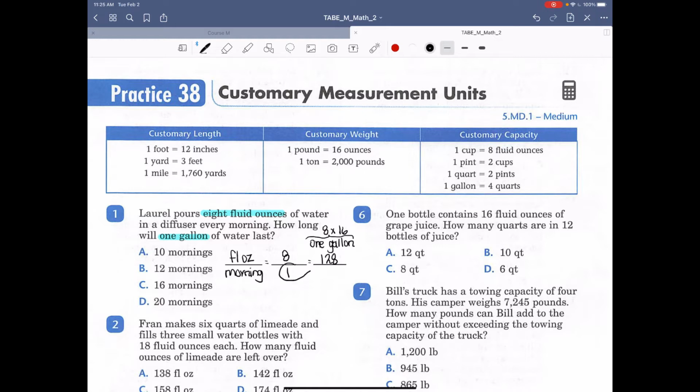And then I'm ready to do my proportion. So I have 1 times 128, that is 128. And then divide by the number that's not in the peanut. So 128 divided by 8 is, use your calculator if you need it, 16. So 1 gallon of water is good for 16 mornings, just over 2 weeks. I do that same thing every day.